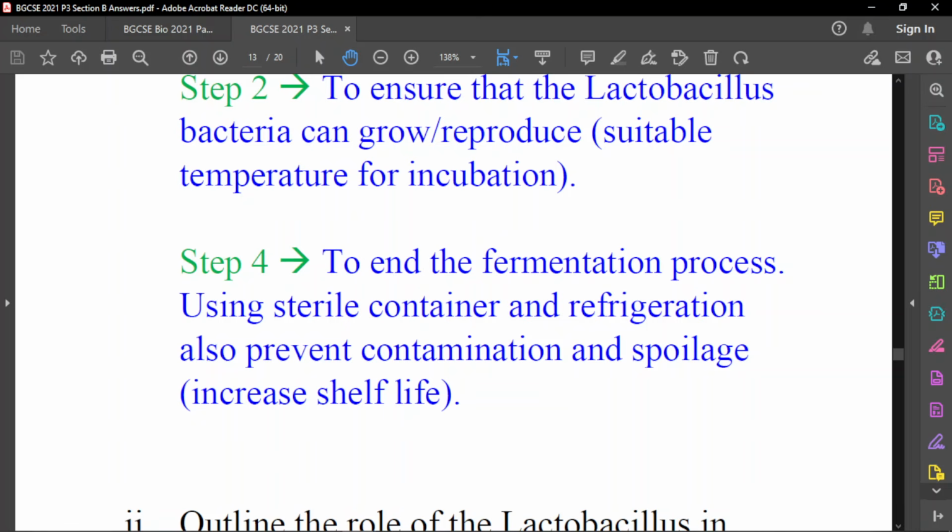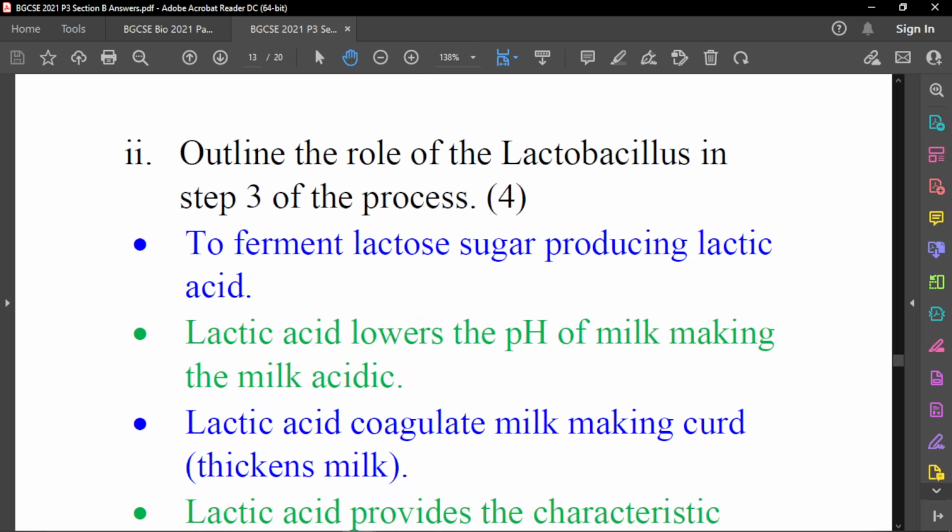Why do you put it in a sterile container? It is simply to prevent contamination and spoilage of the yogurt. Because if a container is not sterile and other bacteria are present, they could cause the yogurt to become spoiled and form vinegar with that sour, acidic taste. And also to increase the shelf life, so you can keep your yogurt for a longer period of time.